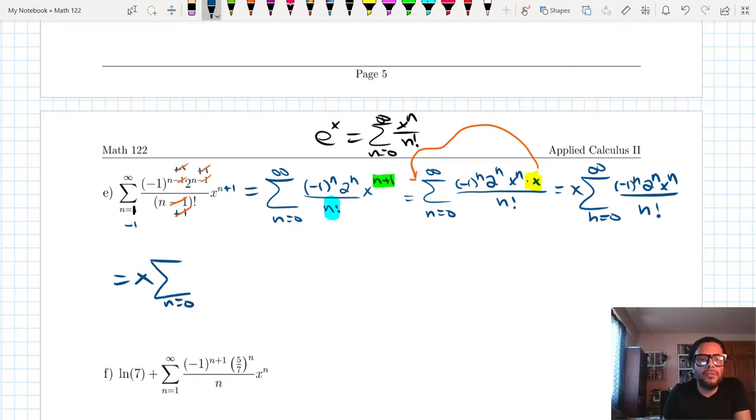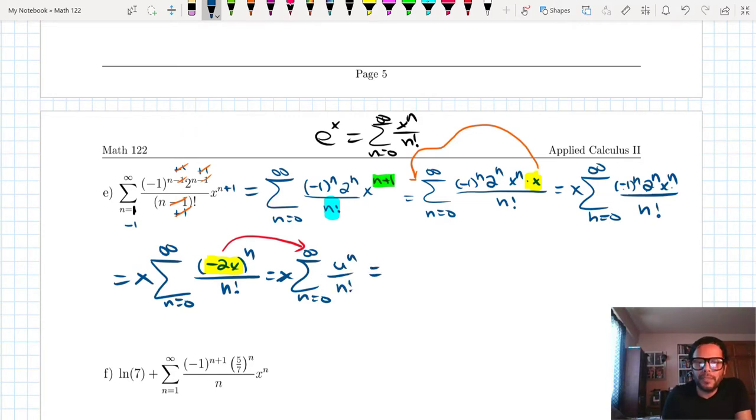n equals 0 to infinity. This is going to be negative 2x, negative 2x to the nth power over n factorial, where the negative 2x will work as our u afterwards. Okay, so this equals x times sigma n equals 0 to infinity of u to the n over n factorial, which ultimately will be x e to the u.